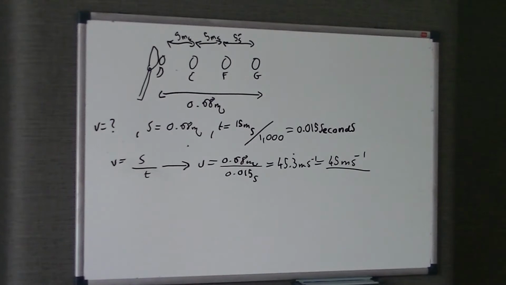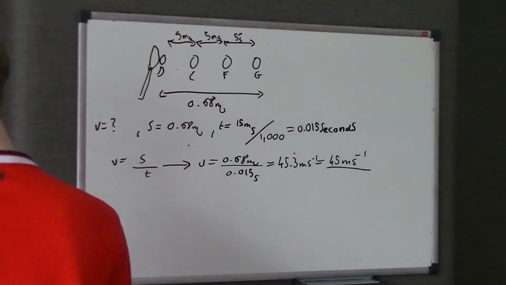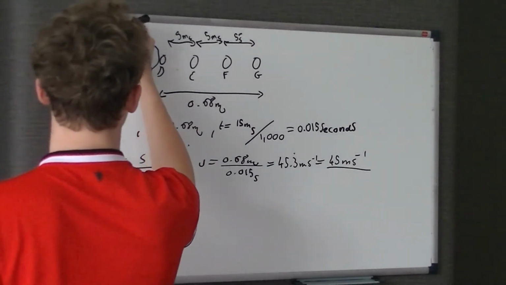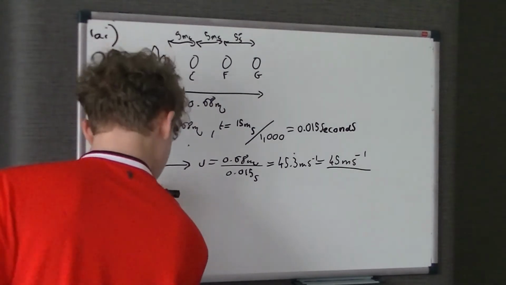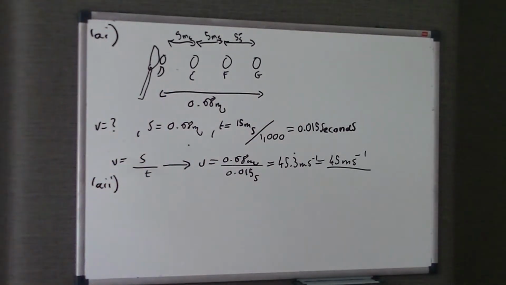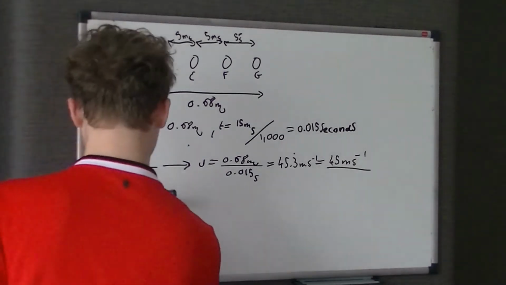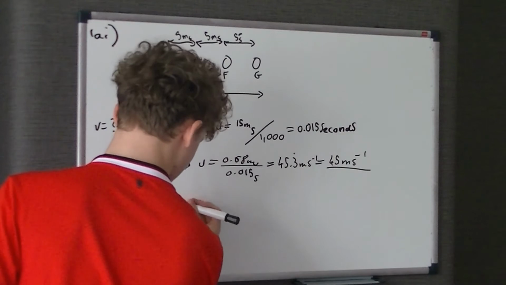Yeah, the next question asks us to calculate the acceleration. I'll put this as 1AI, and this is 1AII. It says calculate the acceleration between this point and this point. We can use the standard equation, but you need to rearrange it to show your working out. So we know V equals U plus AT is a SUVAT equation.